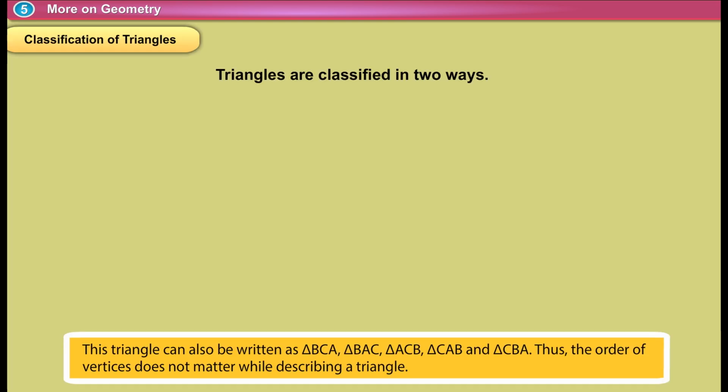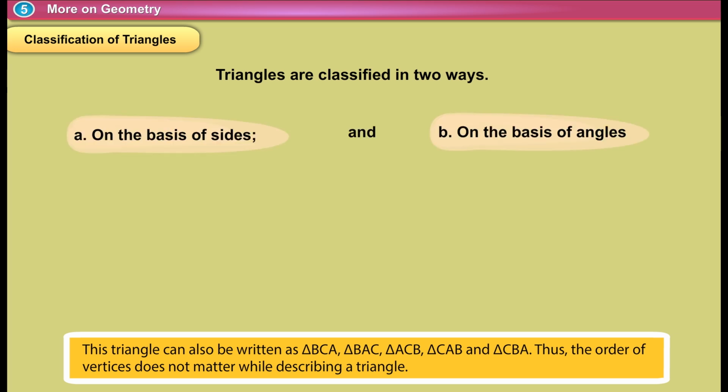Classification of triangles. Triangles are classified in 2 ways. A. On the basis of sides, and B. On the basis of angles. Classification on the basis of sides.